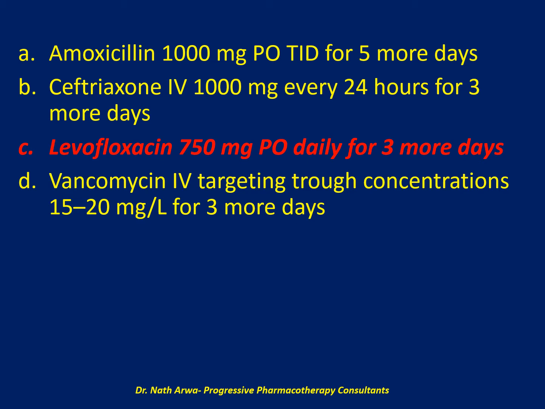Then we are left with choice C, which is levofloxacin, 750 milligrams once daily orally for 3 more days. Now this antibiotic and dose have been shown to be effective in a randomized controlled trial of patients with community-acquired pneumonia. Let's move to the next question, please.